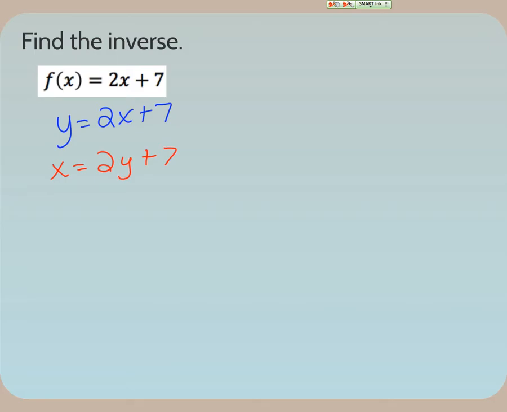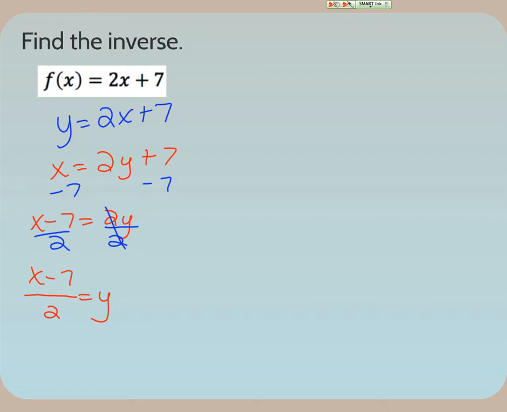Now from here on out, I know you guys have the skills to do this. You just use your inverse operations to isolate y. So the opposite of plus 7 is minus 7. So I know I would write this as x minus 7 because we can't really subtract that. Equals 2y. I've got to get y by myself. What's that last step? Yeah, divide by 2. So those will cancel out. So I end up with x minus 7 over 2 equals y.